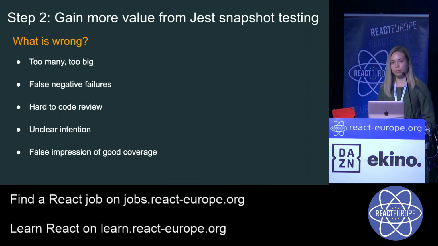And compared to normal unit tests, in snapshot tests, it's very hard to see the intention behind the existence of those tests. So you will often see tests saying it should render correctly, or it should look correct or something. But obviously, it does not highlight what you are actually trying to test.